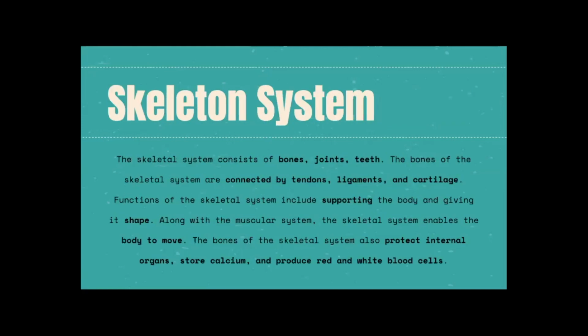Next, we have the skeletal system. The skeletal system consists of bones, joints, and teeth. The bones of the skeletal system are connected by tendons, ligaments, and cartilage. Functions of the skeletal system include supporting the body and giving it shape. Along with the muscular system, the skeletal system enables the body to move. The bones also protect internal organs, store calcium, and produce red and white blood cells.